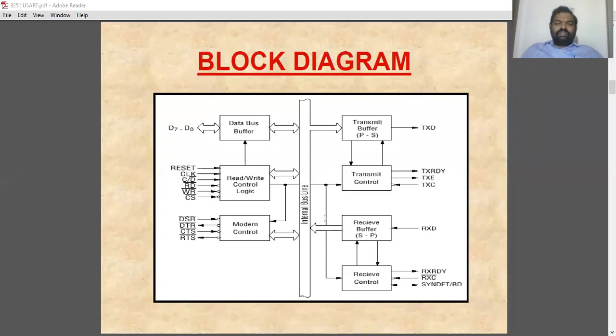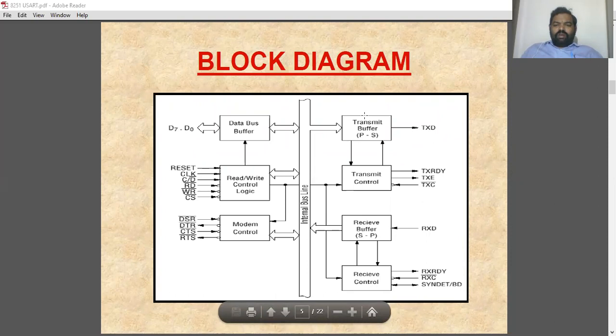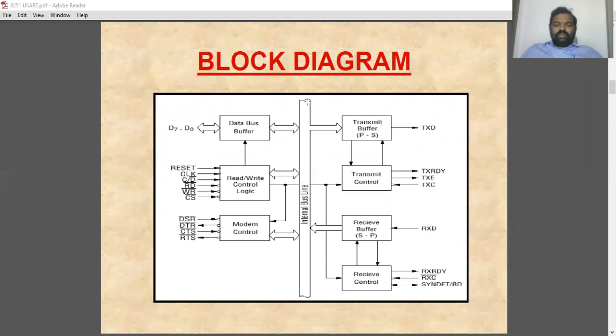So today we will be discussing three words. Out of all these pins, dear students, you just see the CD bar is one pin, the carrier detect pin. Another one is DSR bar, DTR bar, CTS bar, and RTS bar, right? Next one is the sync detector, break detector. These pins you should know, then only you can explain anything related to the 8251.